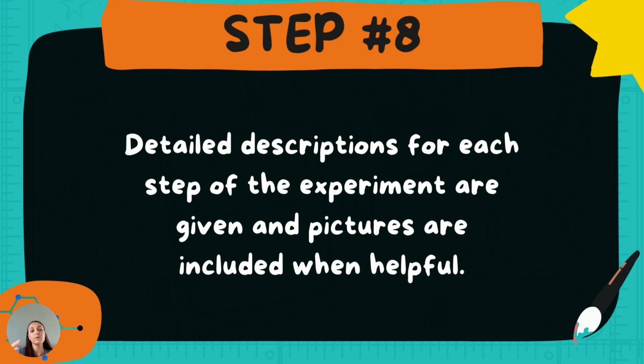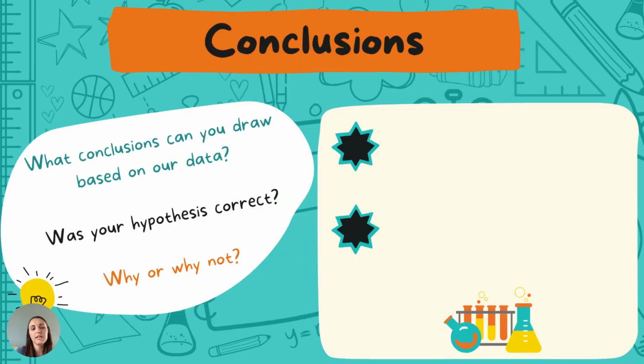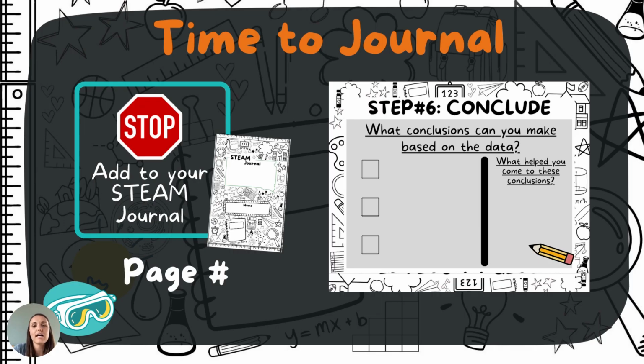Once you've gone through the whole experiment and you've documented data at every point that's necessary, then we move to step number 6, which is conclude, where we look back at our data and draw conclusions based on ours. So once again, we're going to hit hard on that critical thinking, and we're going to hit hard on that communication. And we ask students to draw conclusions based on our data. They have to reflect: was their hypothesis correct? Why or why not? And they have to do that in their STEAM journal as well.